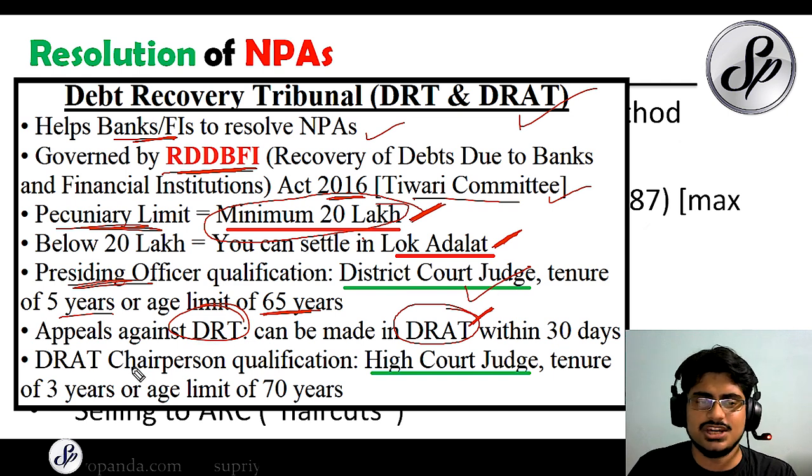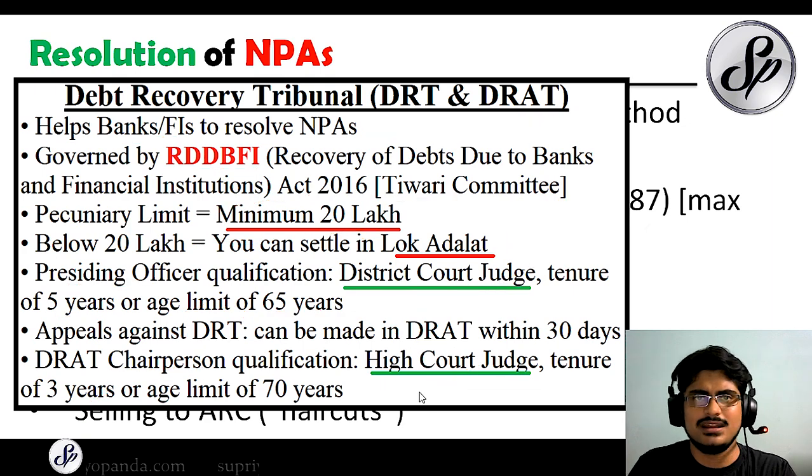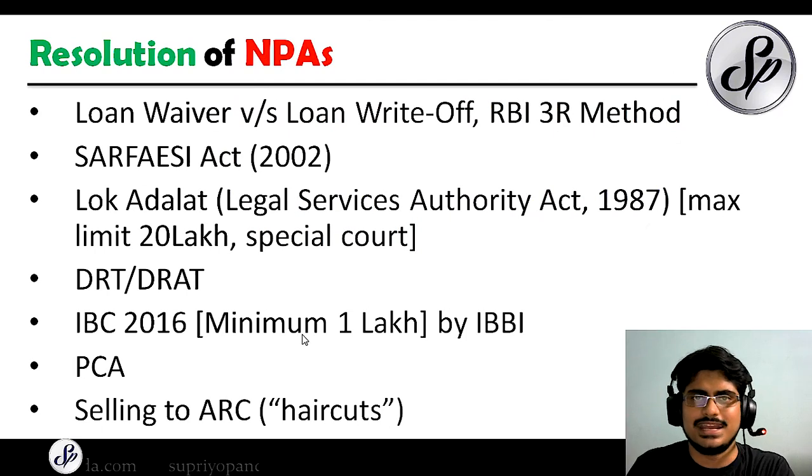And the DRAT chairperson. So a chairperson is heading DRAT, and that person, the minimum qualification has to be High Court judge, and the tenure has to be 3 years or the age limit of 70 years. So just remember these specifications and note them down so that any questions can come from them and you can tackle them. And now going to the next part, so we have the IBC 2016 or the Insolvency and the Bankruptcy Code of 2016. Now let's take a look at this.